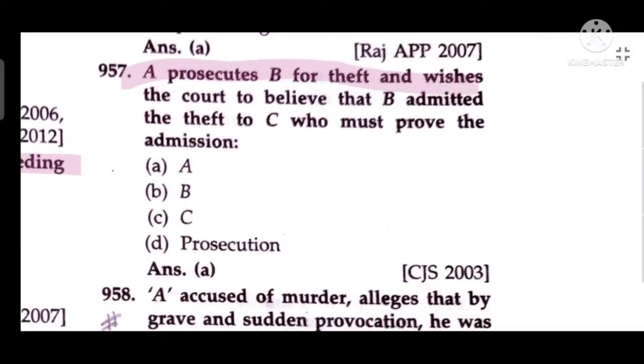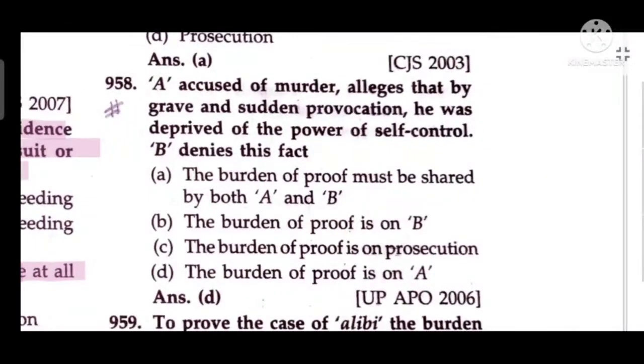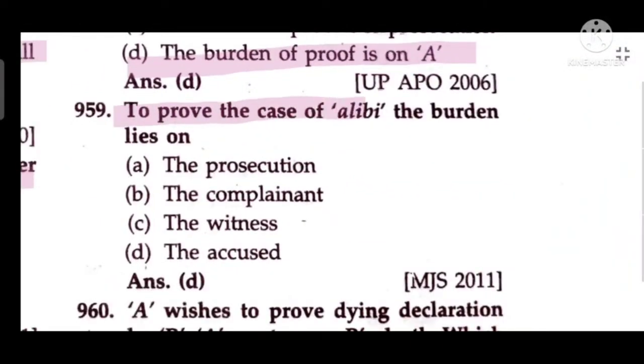A prosecuted B for theft and wishes the court to believe that B admitted the theft to C, who must prove the admission? A. A, accused of murder, alleges that by grave and sudden provocation he was deprived of his power of self-control, and B denies the fact. The burden of proof is on A. To prove the case of alibi, the burden of proof lies on the accused.